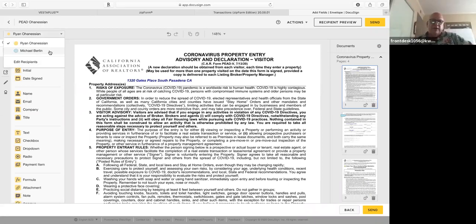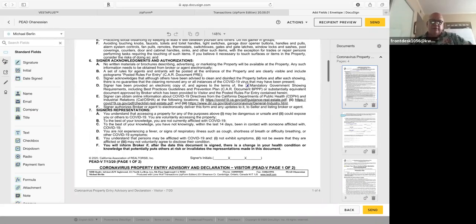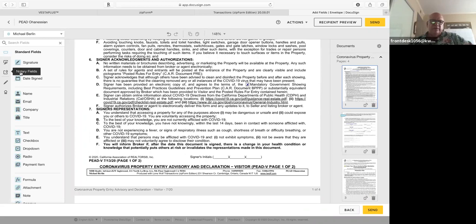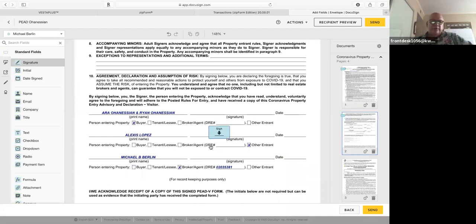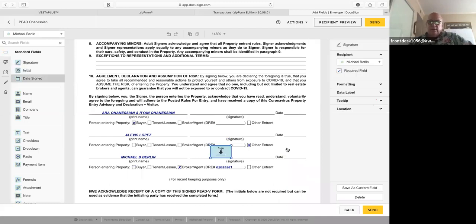If you haven't used DocuSign before, it's very simple and it's a great system. It's much easier to use than ZipLogic. And it's free to Keller Williams agents. It's part of our benefits. Date sign. And we're going to go up here and click send.